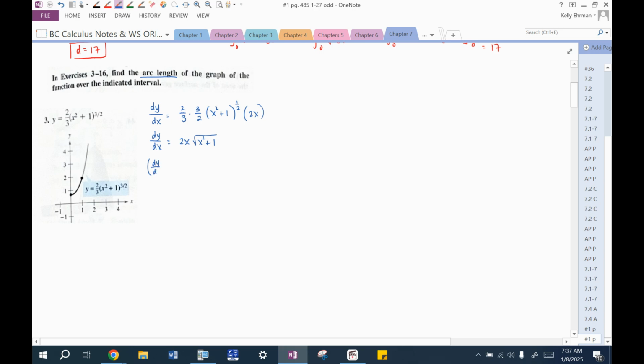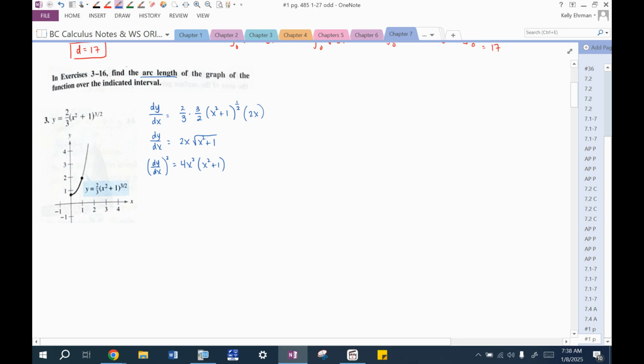And then for the formula, we need dy dx squared. So I like to square this out here too, might as well. Remember, when you're squaring a product, you square both pieces of the product, so both factors. So 2x squared becomes 4x squared, and it gets multiplied by the quantity x squared plus 1 because we squared the square root.